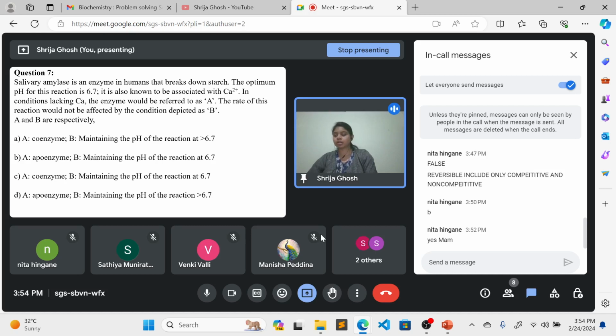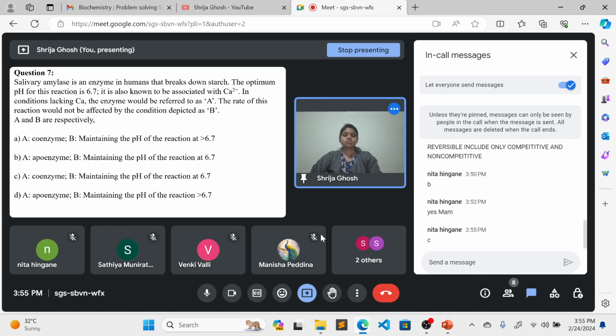Anybody, what should be the answer? This is very straightforward. Okay, Neeta has answered option C. Anybody else wants to answer?